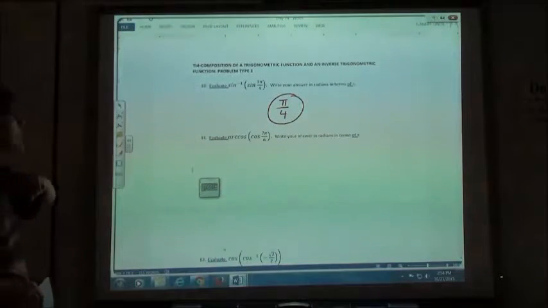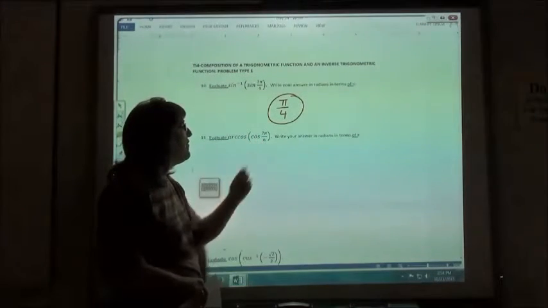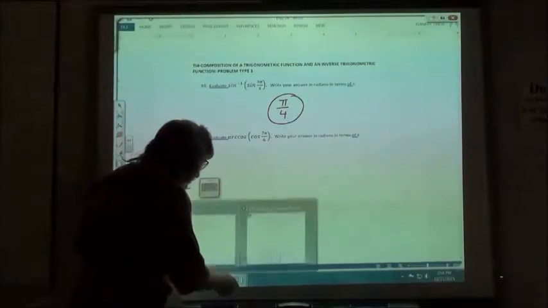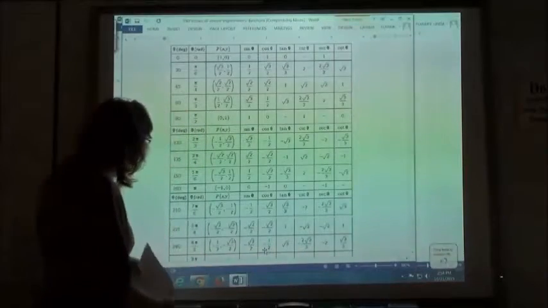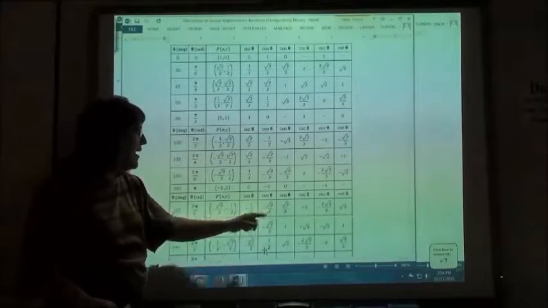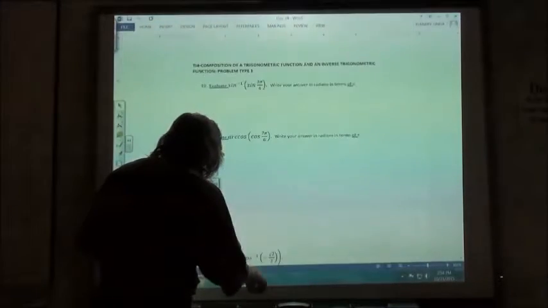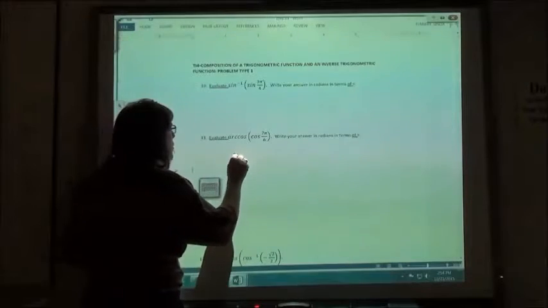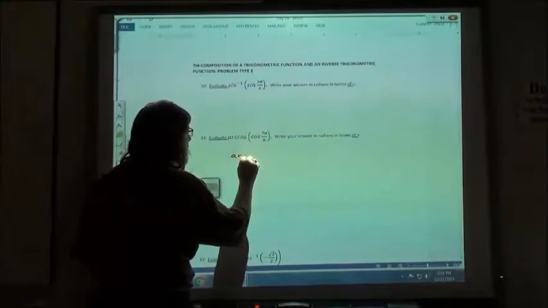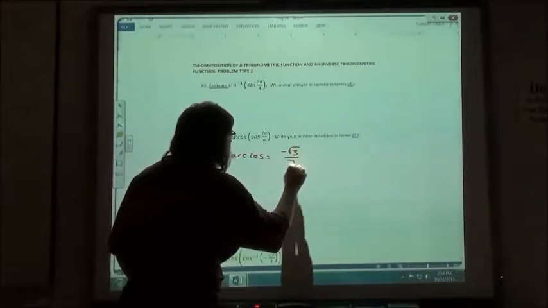11, we're going to do cosine. First of all, we're going to find the cosine of 7 pi over 6. So 7 pi over 6, my cosine is going to be negative square root of 3 over 2. So I'm going to do the inverse or arc cosine of negative square root of 3 over 2.